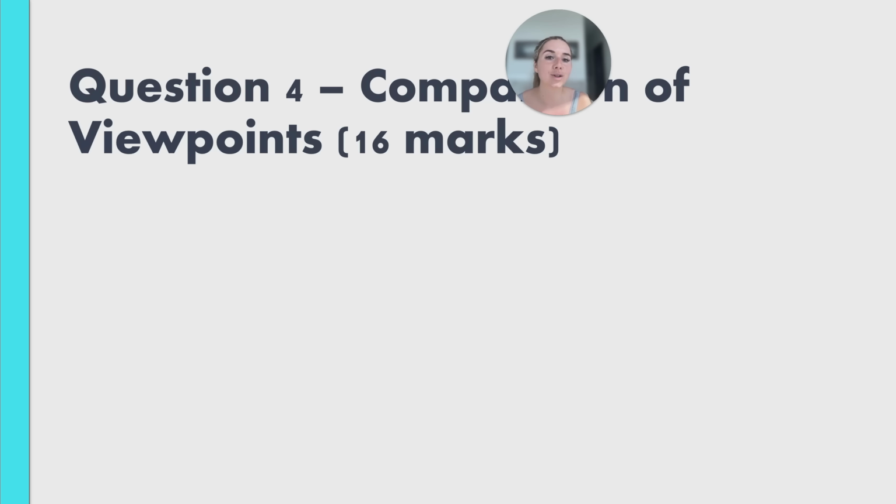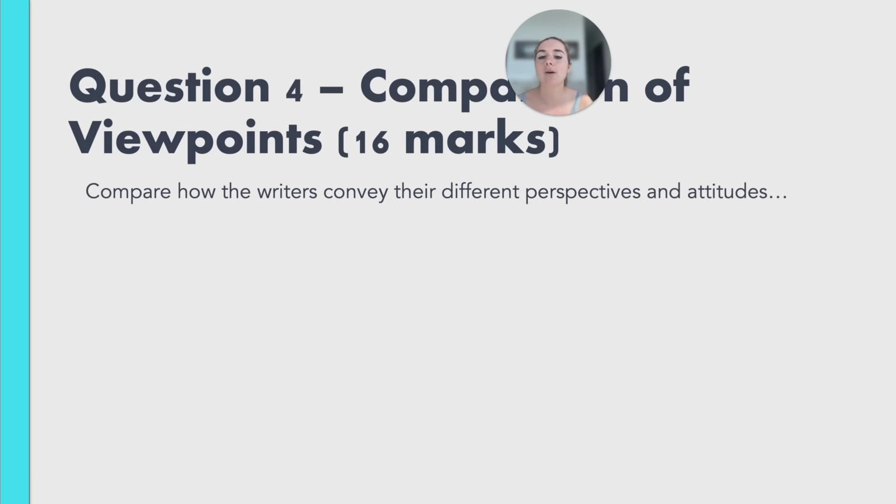And then question 4 is comparing of viewpoints. Now, I'd probably say this question is done the worst out of all questions on both language papers. So it's important that we get this one because so many people lose marks on it. So this is compare how writers convey their different perspectives and attitudes. Now, everybody gets thrown by this wording.